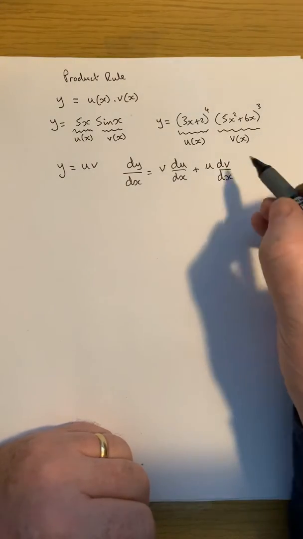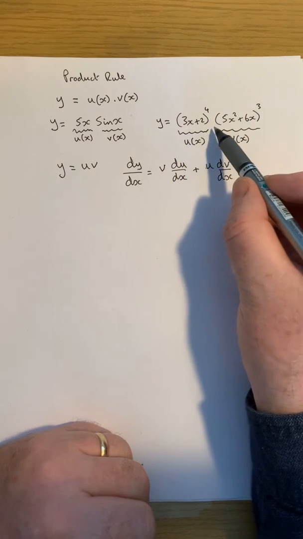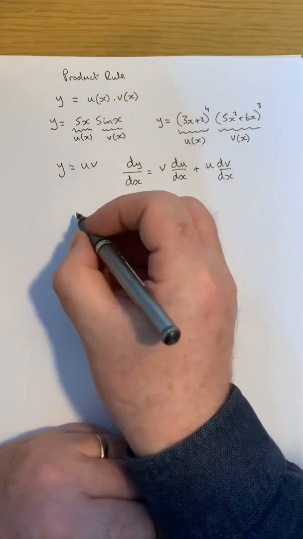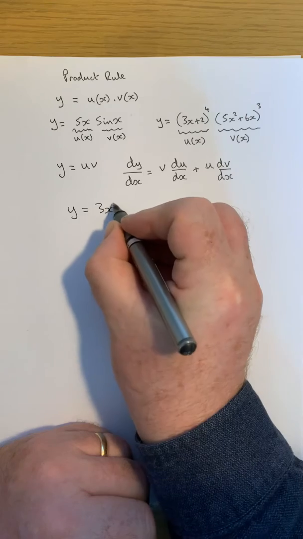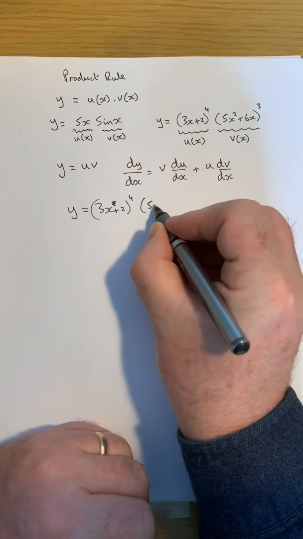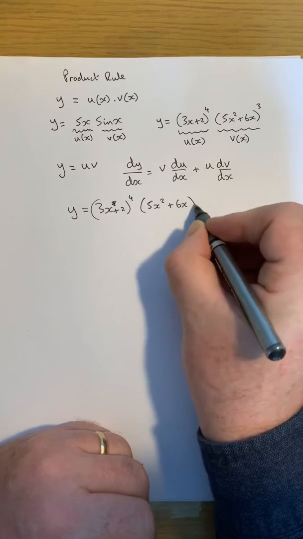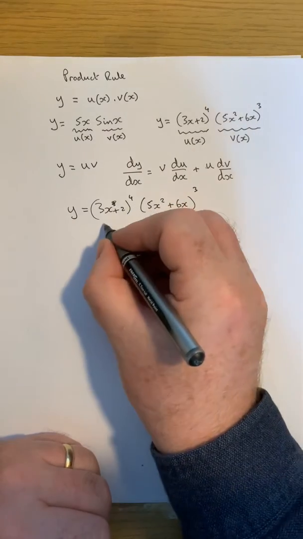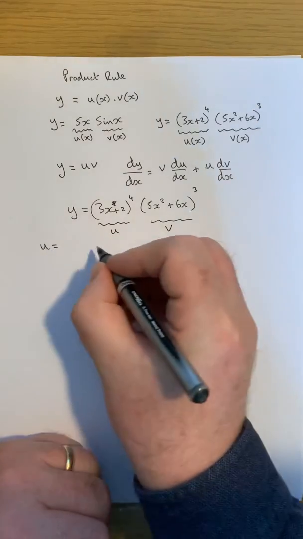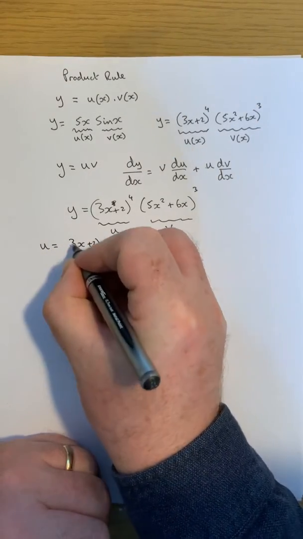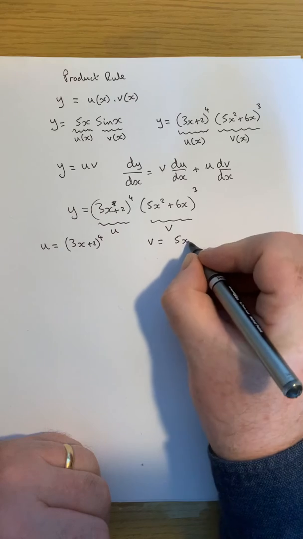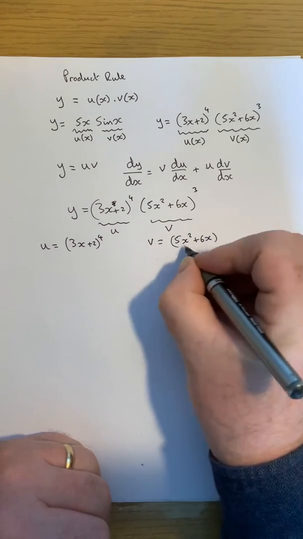So what we'll do is we'll take the second example I showed you, y equals (3x plus 2) to the power of 4 times (5x squared plus 6x) to the power of 3. So I'm dividing them out now. There's u, there's v. So u equals (3x plus 2) to the power of 4, and v equals (5x squared plus 6x) to the power of 3.